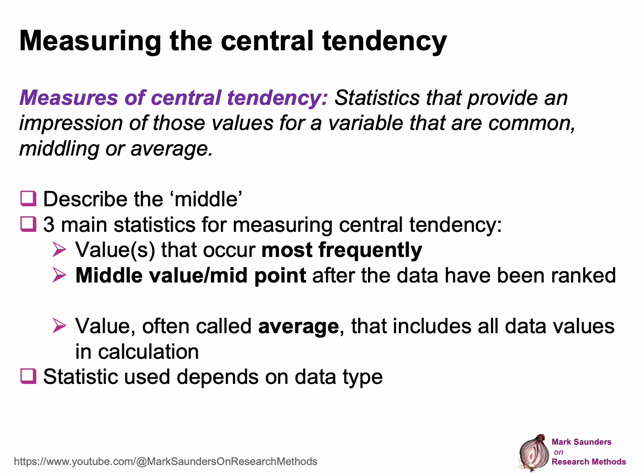Now there are three main statistics for measuring a central tendency. The first, which is the mode, measures the value or values, because sometimes there can be more than one, that occur most frequently. The second, the median, is the middle point or the middle value after the data you've collected have been ranked in order from, say, lowest to highest. And the final main statistic we're going to be talking about is the mean. This is the one which we commonly refer to as the average, and it includes all our data values in the calculation.